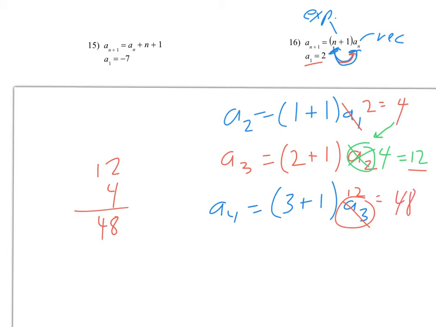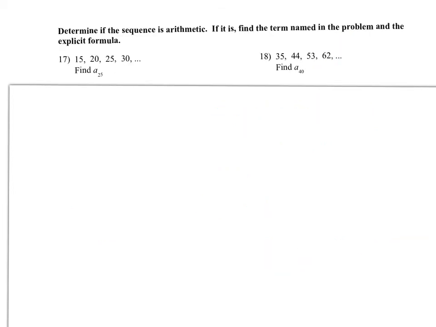So those will be my first 4 terms: 2, which is the given, 4, 12, and 48. All right, here we have to determine if these are arithmetic, so they should have a constant adding or subtracting. You see the pattern here looks like plus 9, plus 9, plus 9, so I'm going to say yes, that is arithmetic. And I'm also going to find my formula here, that is the explicit formula.